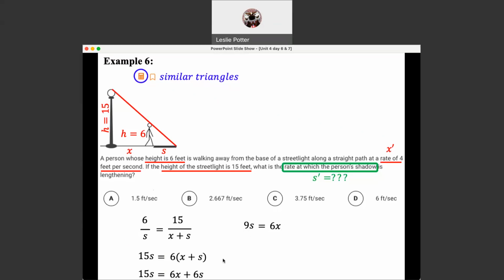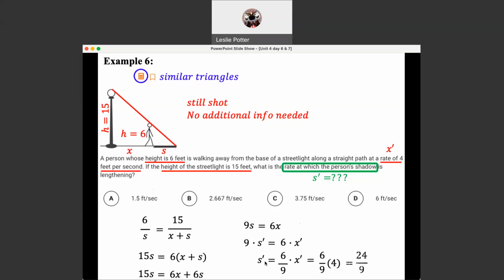So differentiating this is 9 times s prime and equals 6 times x prime. And so now I can go ahead and put in my x prime, which is 4. I don't need a still shot because I don't have any s's and I don't have any x's, right? I've differentiated them all and they were all to the first power. So those all go away with the differentiation process. And so I have 6 times 4 over 9, and that's 24 over 9, which I could reduce, but I'm not worried about that.